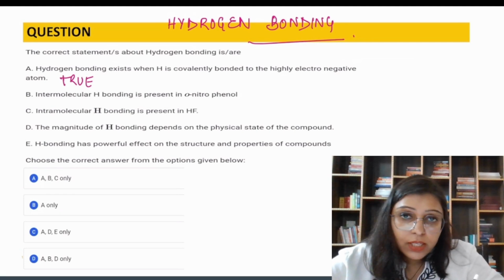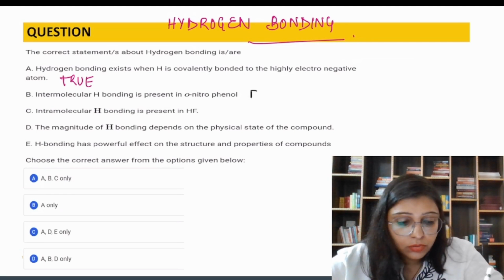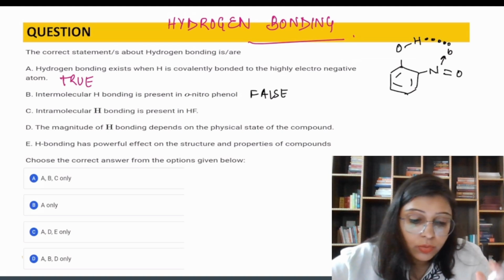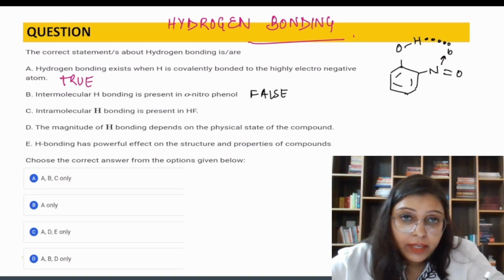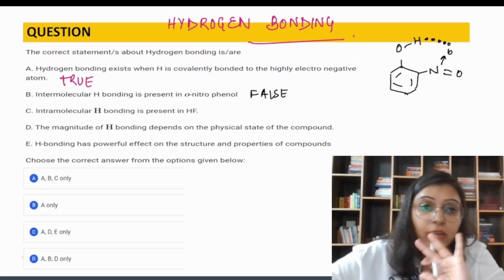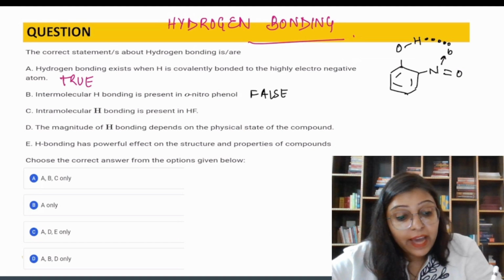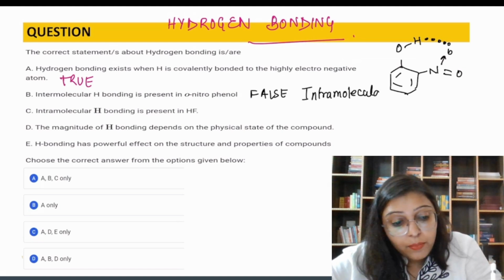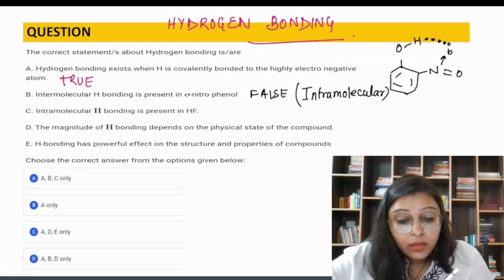Intermolecular hydrogen bonding is present in orthonitrophenol. No, this is false. What is orthonitrophenol? This is phenol, and at the ortho position we put a nitro group. So we have hydrogen bonding but within the molecule. We do not have intermolecular hydrogen bonding; inter means between two molecules. We have intramolecular hydrogen bonding.